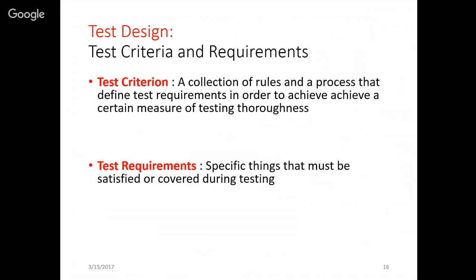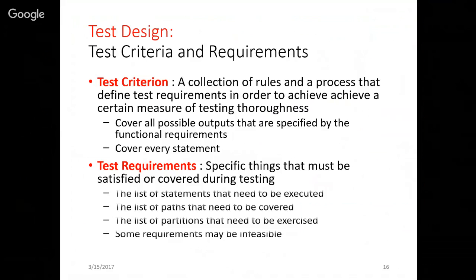Based on the requirements, I should get a certain certainty about the criterion. I can say that if I satisfy these requirements, I have 100% satisfaction of the criterion. Here, for example, the criterion is to cover all possible outputs or cover every statement, while the test requirements are the list of statements that need to be executed or the list of paths that need to be covered. And as we mentioned, some requirements may be infeasible. You cannot satisfy them.